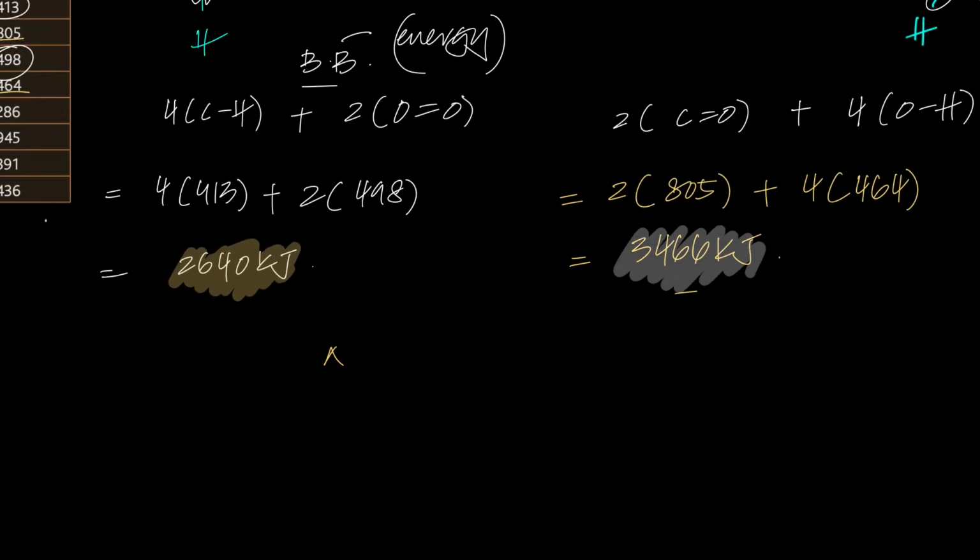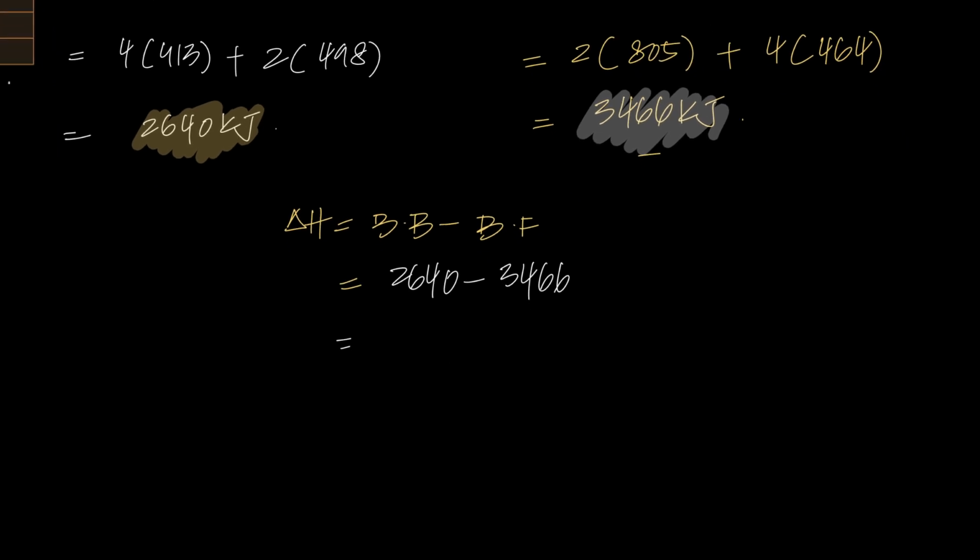And so what's the enthalpy change? Enthalpy change is bonds broken minus bonds formed. And so what does that give me? It's 2640. See, here I'm putting the negative sign, because in enthalpy change I have to tell the examiner. So it's minus what? 2640 minus 3466. What does that give me? Minus 826 kilojoules per mole, right? And this is how bond enthalpies actually helped us calculate the enthalpy changes.